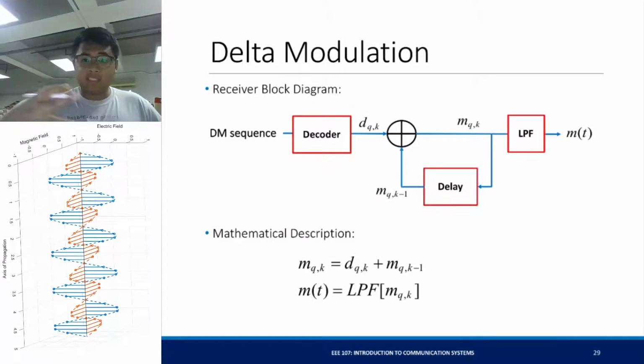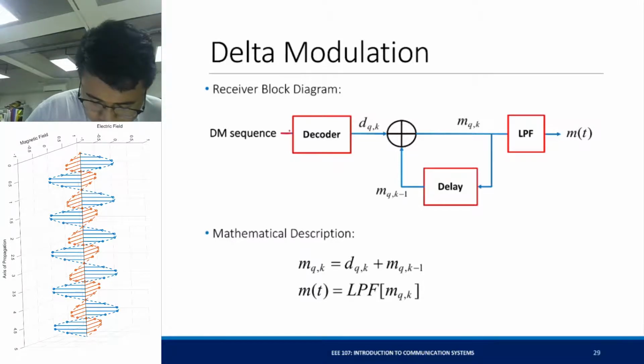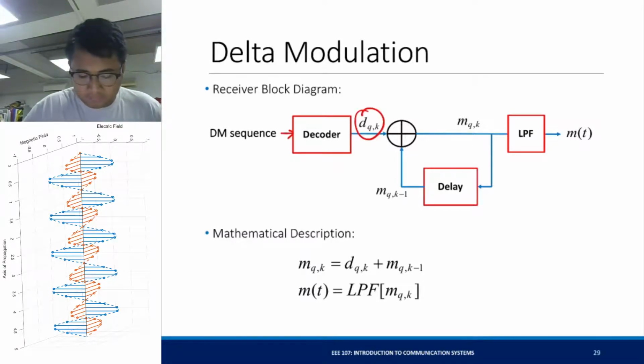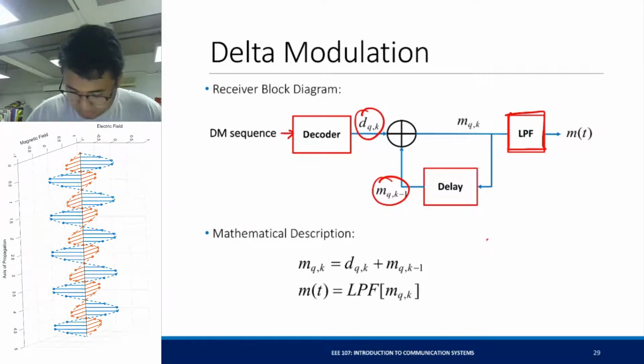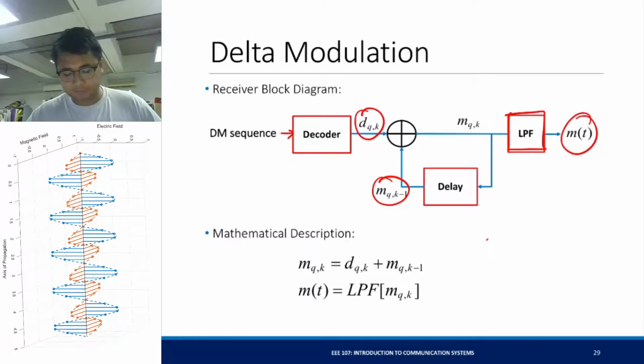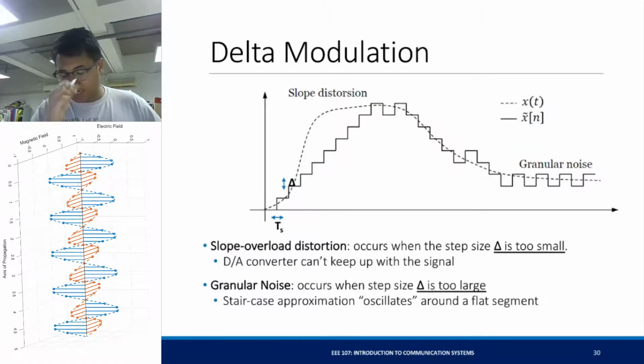Now you're given a sequence of bits. It's just 1 bit per symbol. But when you try to recover that, the sequence will be decoded. You have the difference between the two samples. Then if you add that to the previous value, you get your current value. And if you put that through a low-pass filter, then you will be able to recover the original signal.